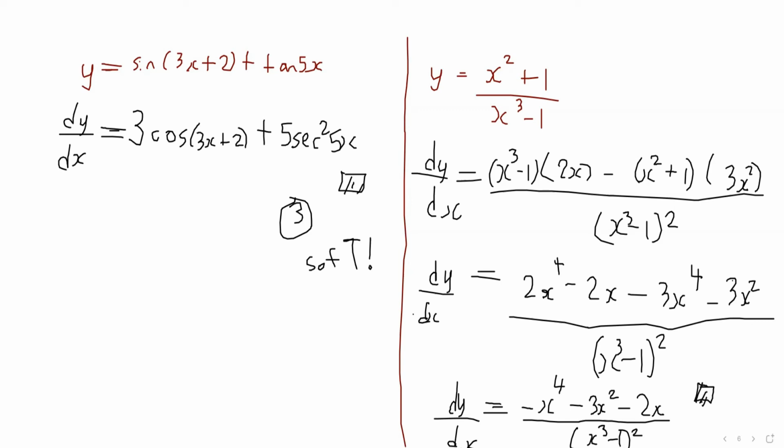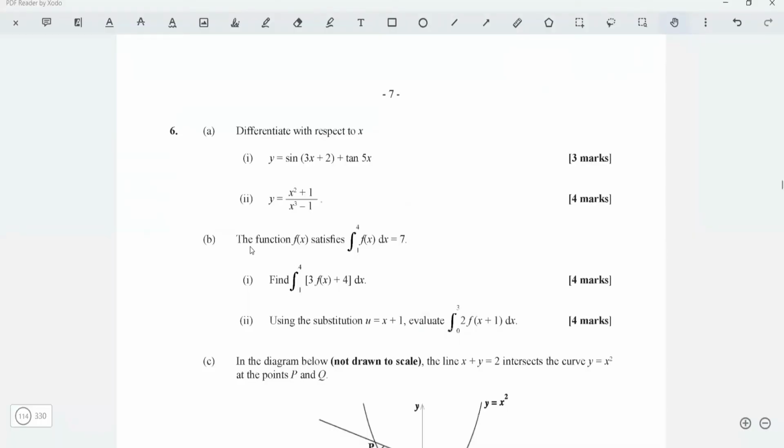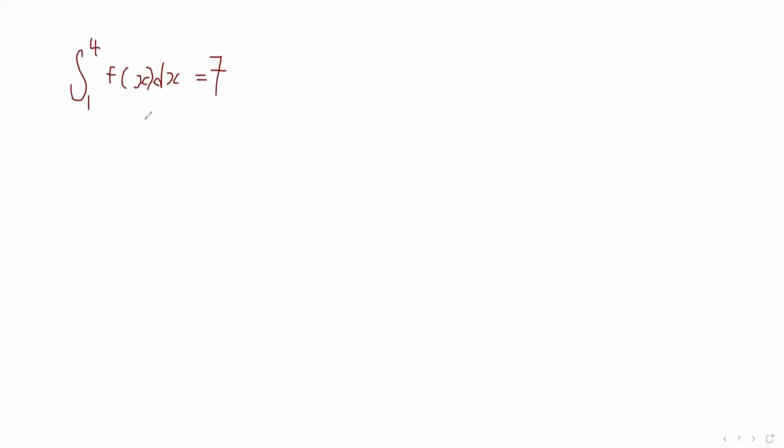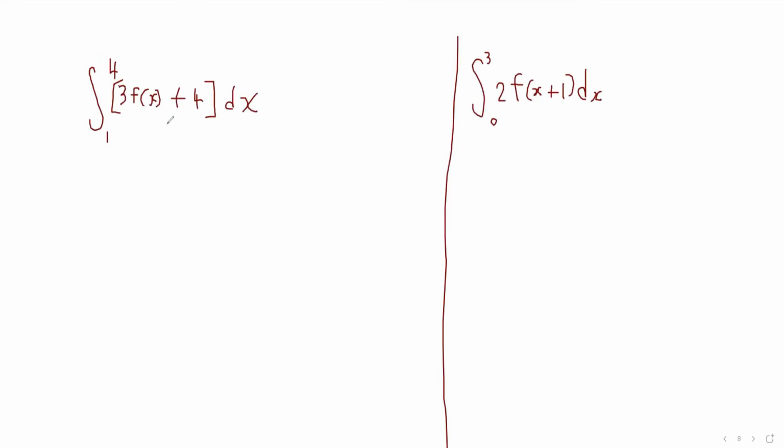All right. The next part tells us that the function f of x satisfies this: the integral from 1 to 4 of f of x is 7. So find this integral right here. Now they give us this, the integral from 1 to 4 of f of x is 7. So we need to find this.